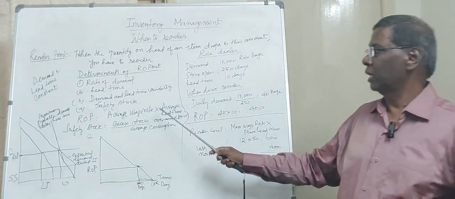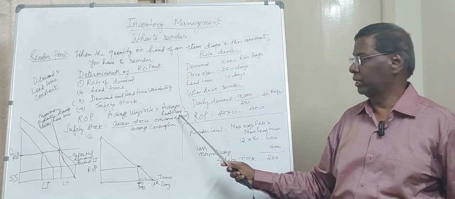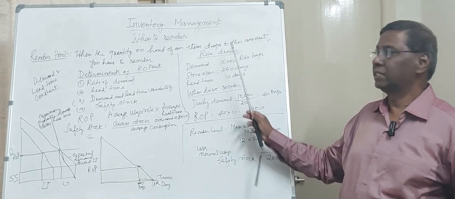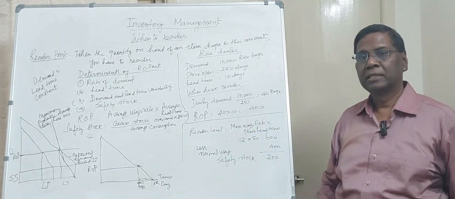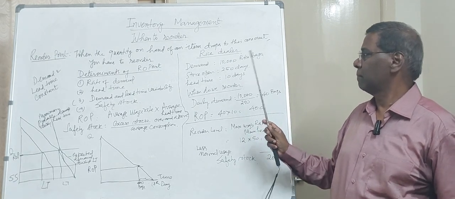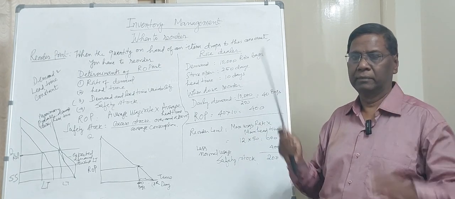So what you're saying is average usage rate and average lead time. Okay. So excess I already told you. So for example, I'm taking a rice dealer. His demand is 10,000 rice bags. Total demand. This is what he is going to sell.